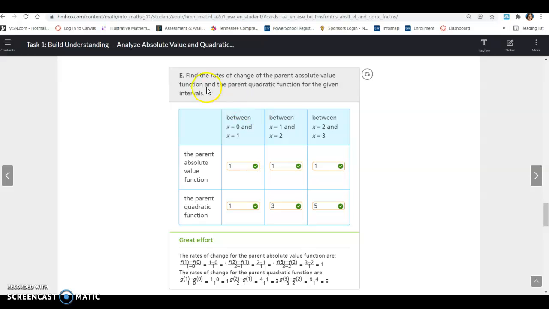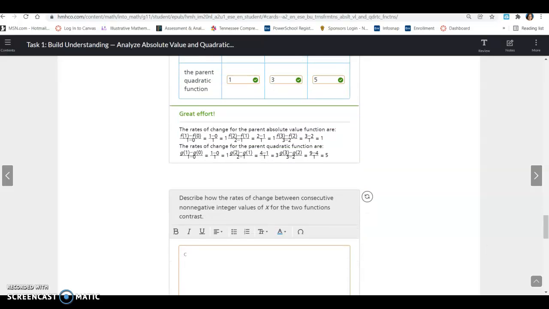All right, so the rate of change is going to stay consistent with the parent absolute value function because it's a line. But where the quadratic is a curve, it's going to get steeper the further it goes.